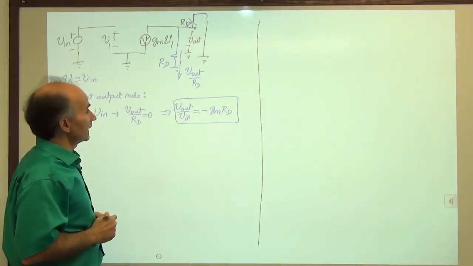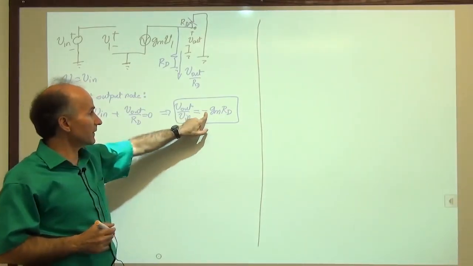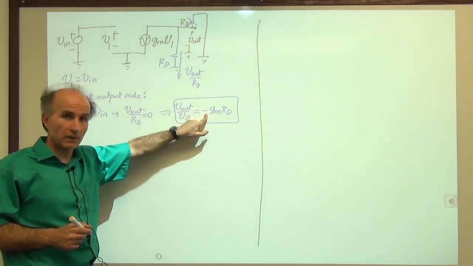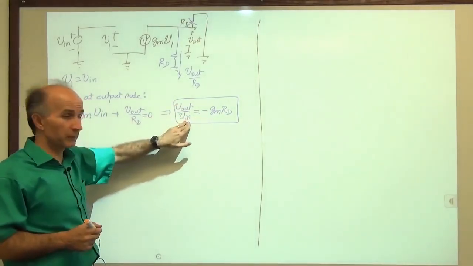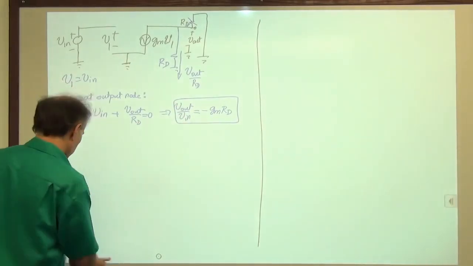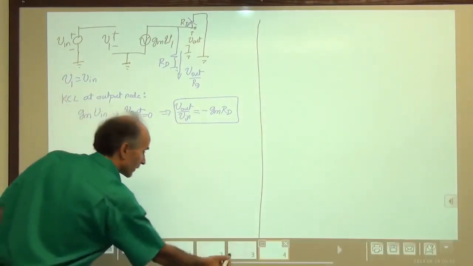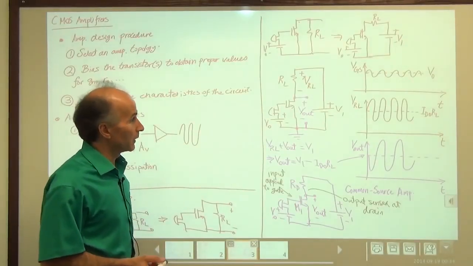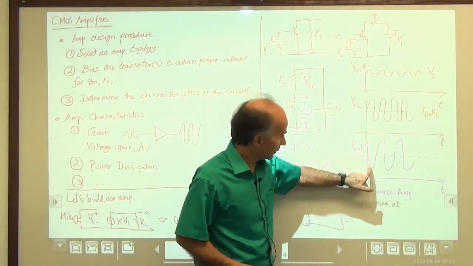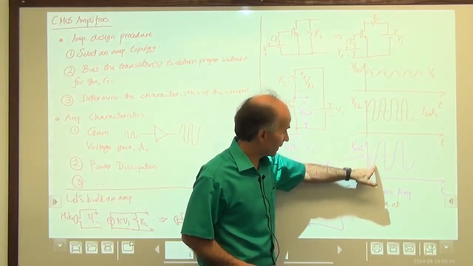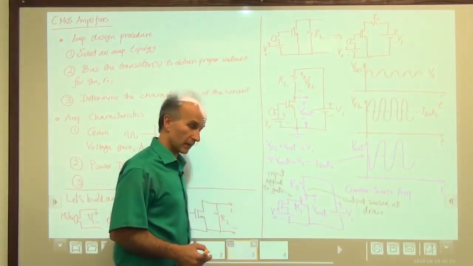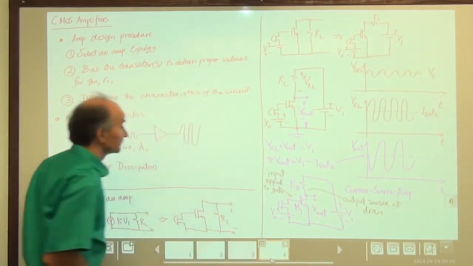Okay, that's very interesting. Does this negative sign have any interpretation? Yes, it just means that the output is flipped with respect to the input. And in fact, we saw that a moment ago. We saw that when we drew the waveforms qualitatively, we ended up with V out going like this. V out is flipped with respect to V in. So that makes sense. That's how it ended up being.